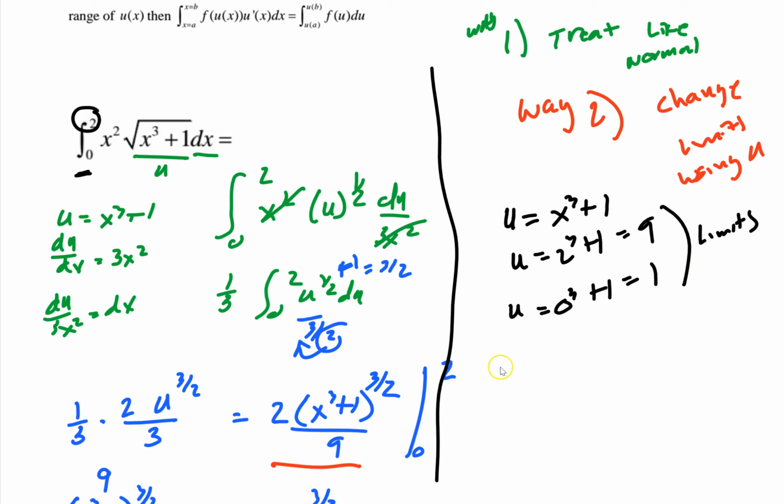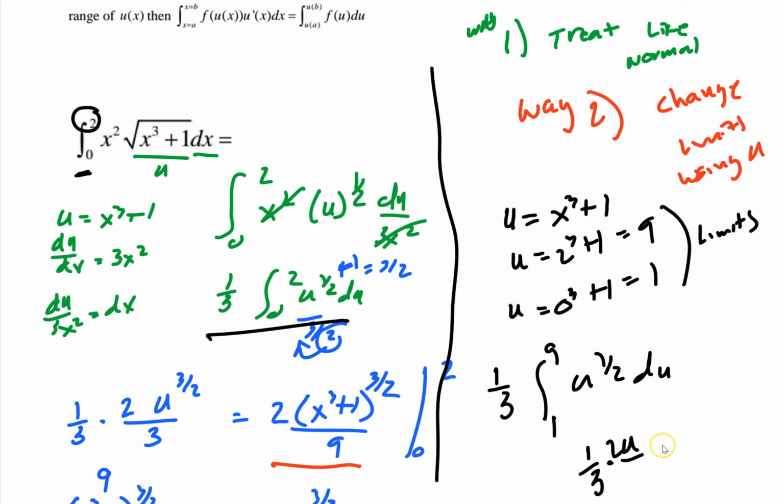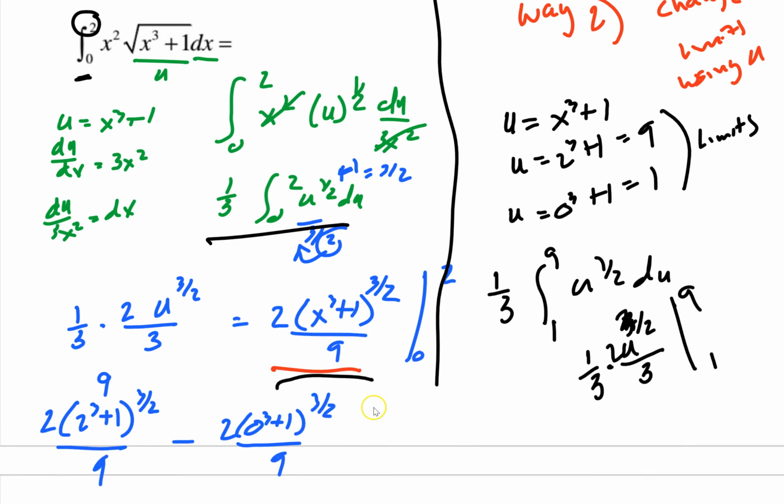So if I look back and I plug everything in, let's just start from here, right? If I have 1/3 u to the 1/2 du, instead of having to worry about plugging my u back in, I can just use my new limits, 1 and 9. So if I integrate this, I'm going to get 1/3 times 2/3 u to the 3/2. I think that was the integral right there. Instead of having to plug this stuff back in, I use my limits here, 1 and 9. So it saves a little step, right? It saves a little bit.